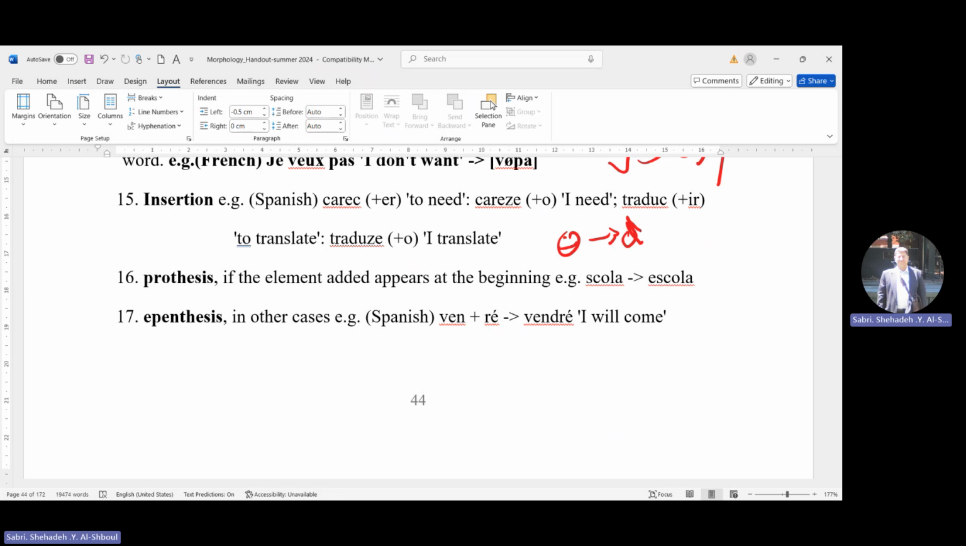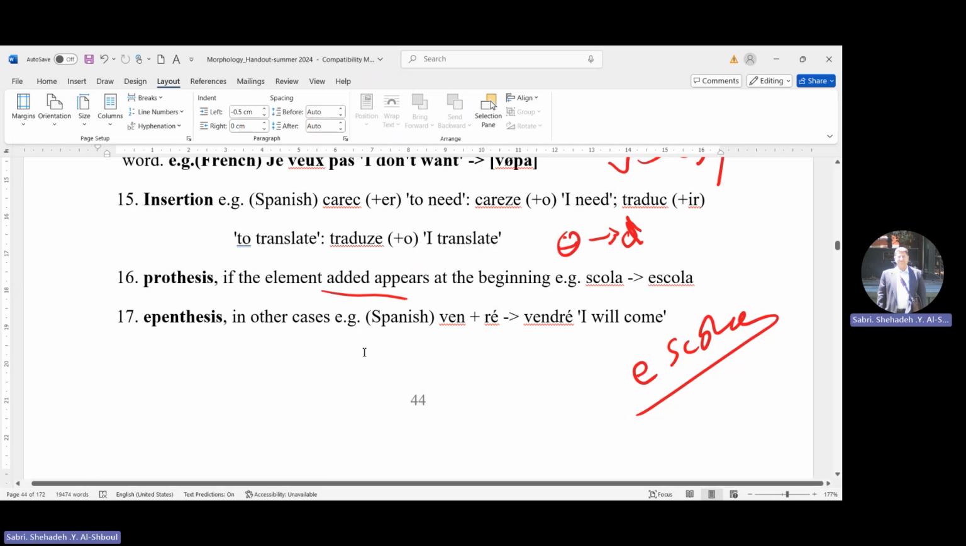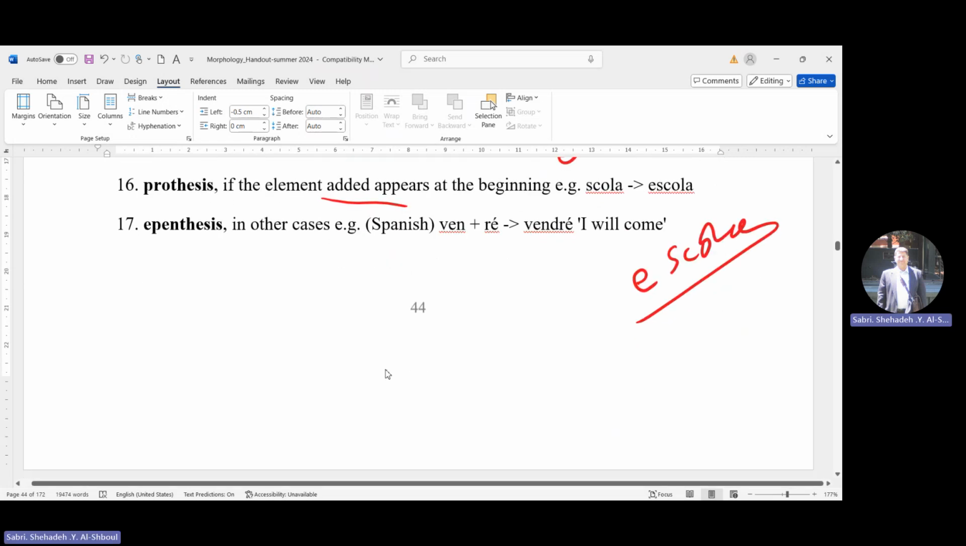Prothesis is the addition of the sound or a vowel in the initial position. So for scola, right? We insert e before scola, right? Typically, the major determinant for such a phenomenon is the phonotactics of the language itself. Epenthesis, on the other hand, is the insertion of sounds, whether consonants or vowels. So here we have venre, vendre, right?